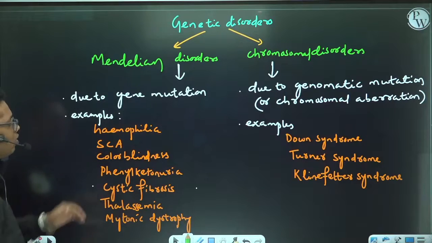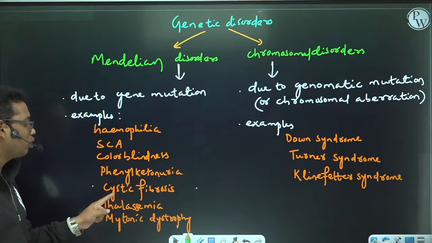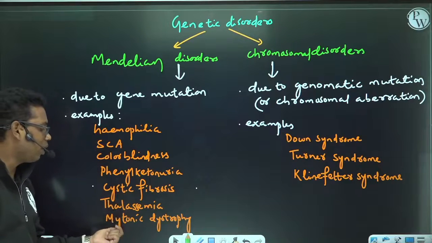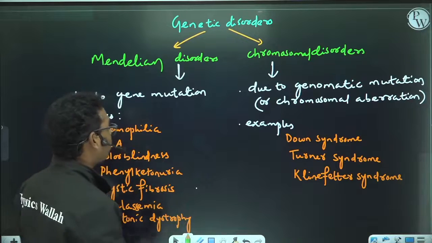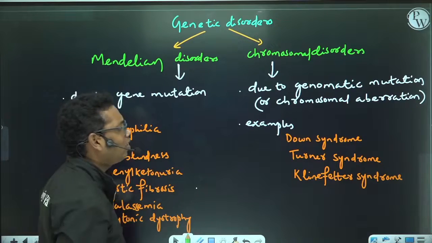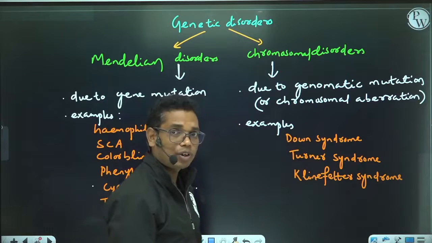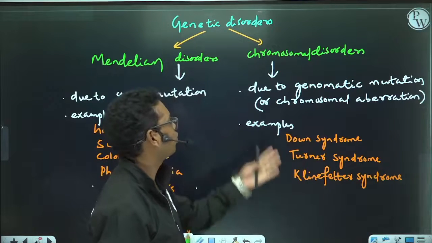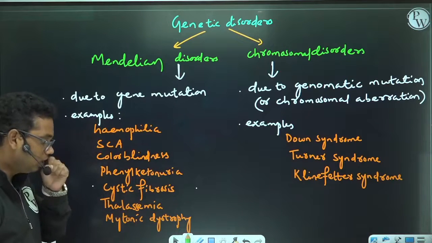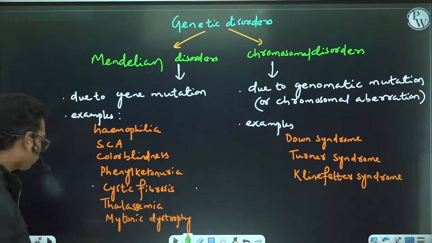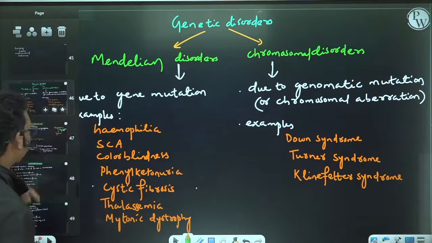Examples I have written here: hemophilia, sickle cell anemia, color blindness, phenylketonuria, cystic fibrosis, thalassemia, myotonic dystrophy. These are the examples of gene mutation, Mendelian disorders. And Down syndrome, Turner syndrome, Klinefelter syndrome, Patau syndrome, Edwards syndrome. These are the examples of what? Chromosomal disorders. Clear? Now, let's talk about these disorders one by one.